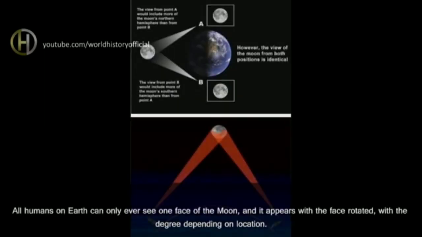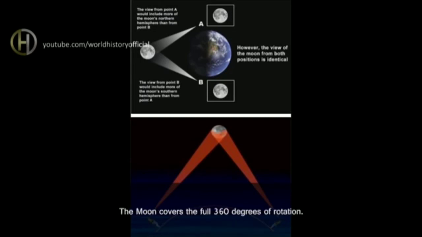One face. All humans on Earth can only ever see one face of the moon, and it appears with the face rotated, with the degree depending on location. The moon covers the full 360 degrees of rotation.